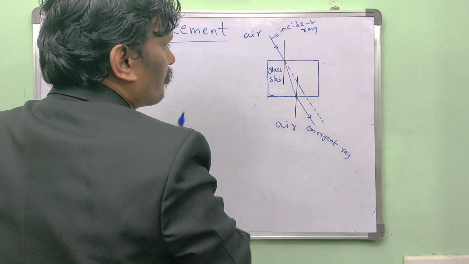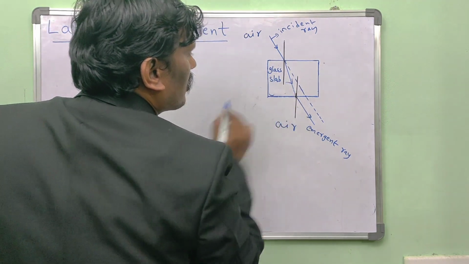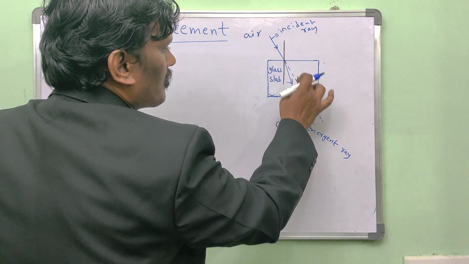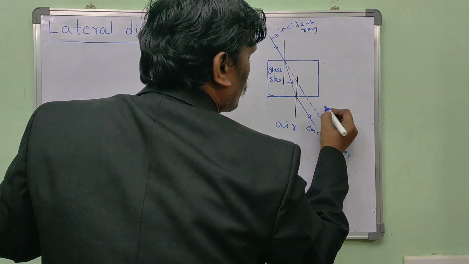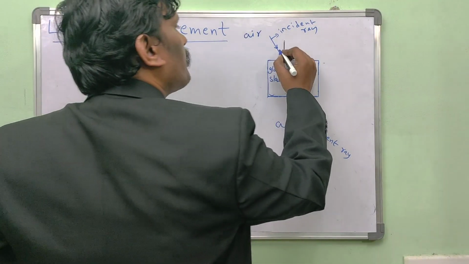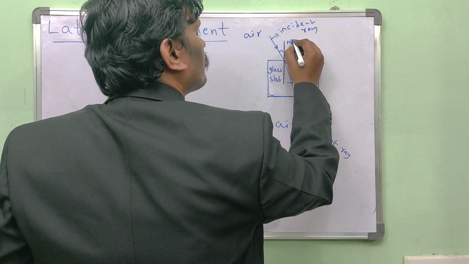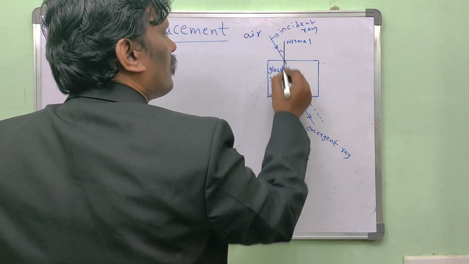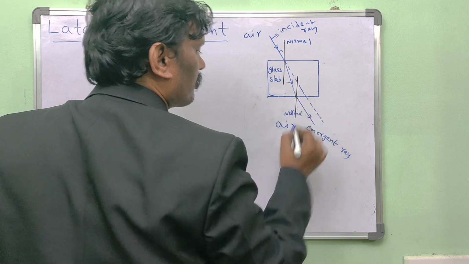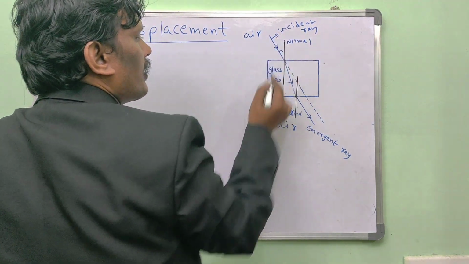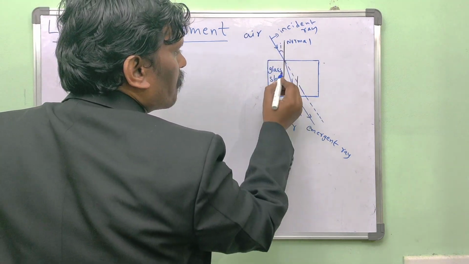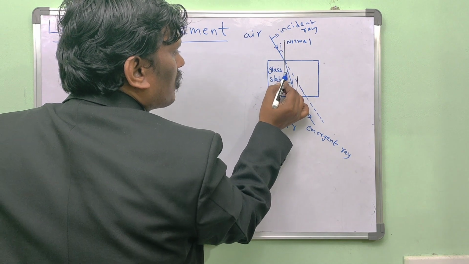This is the incident light ray. This is the refracted light ray. Now this is the emergent light ray. The dotted lines represent the original path of the light ray. Here, this black line is the normal, and here also the black line is the normal. The angle between the incident ray and normal is called the incident angle. The angle between the refracted ray and normal is called the refracted angle.